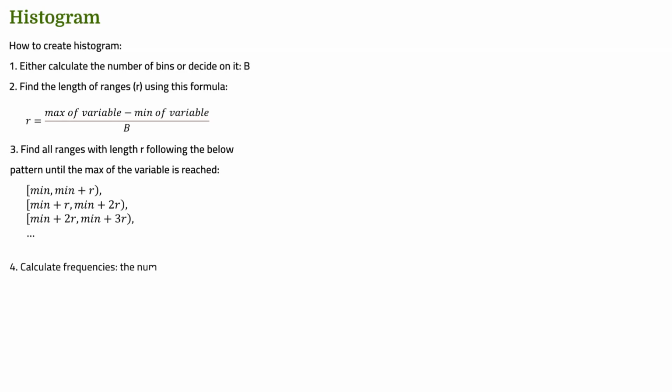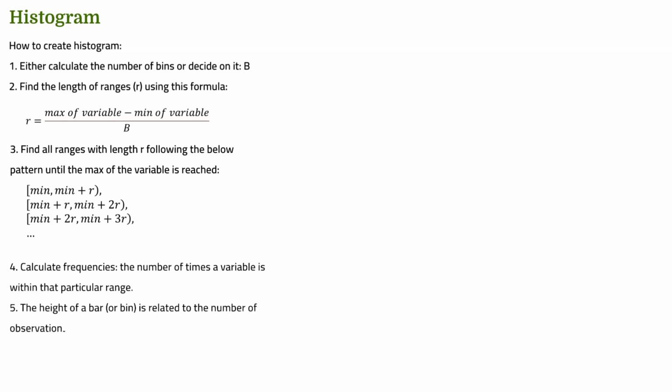4. Calculate frequencies: the number of times a variable is within that particular range. 5. The height of a bin or bar is related to the number of observations in that particular range.